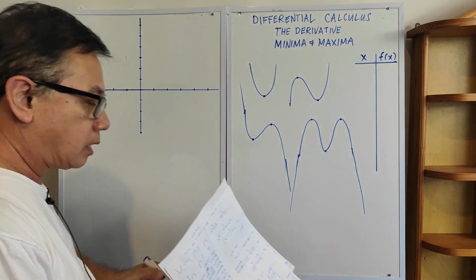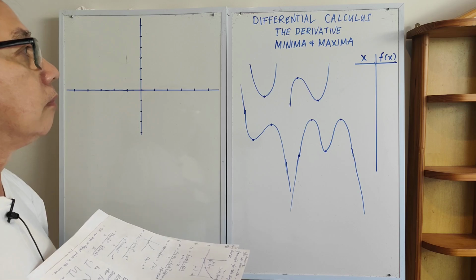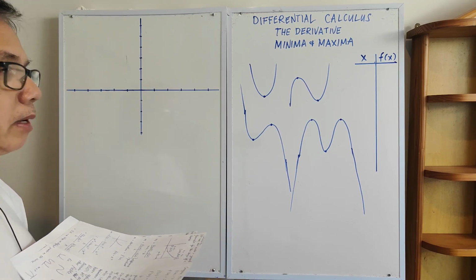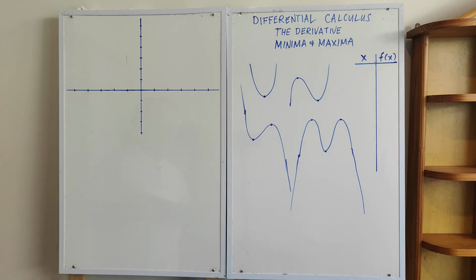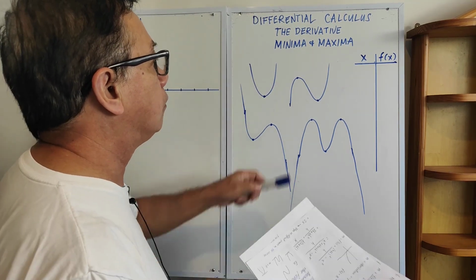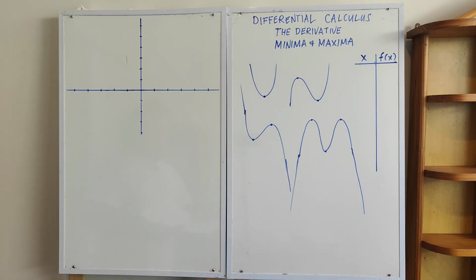Finding the minima and the maxima is another important application of the derivative, because this can be applied not only in math, it can also be applied in physics, business, economics, and many other fields. So our next topic will be to find the minima and maxima.